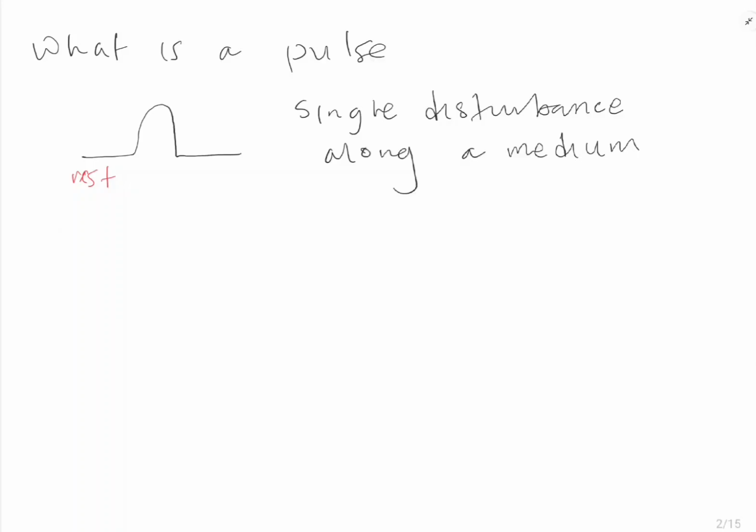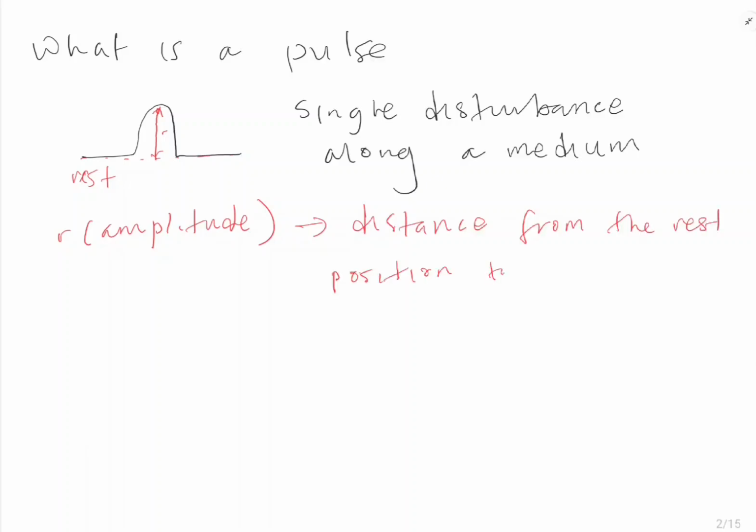And one of the things that we have to note is, how do we describe this pulse, right? So a pulse has an amplitude, which you can write as R or A, whatever it is. And basically this amplitude is simply the distance from the rest position to the maximum point of our pulse. It will also be the same definition for waves, instead of pulse, it will be just a wave, but we'll look at that later on. Right, so this is the simplest form of what a wave is.